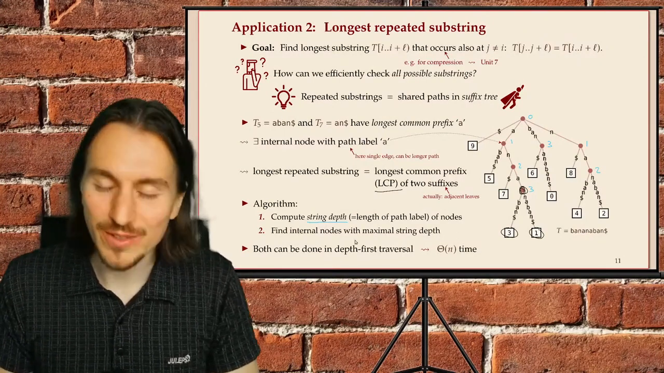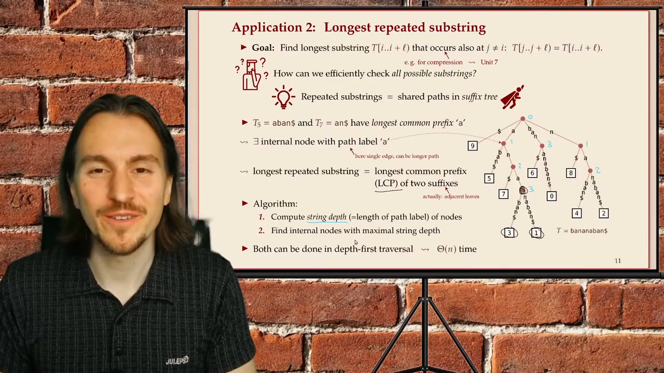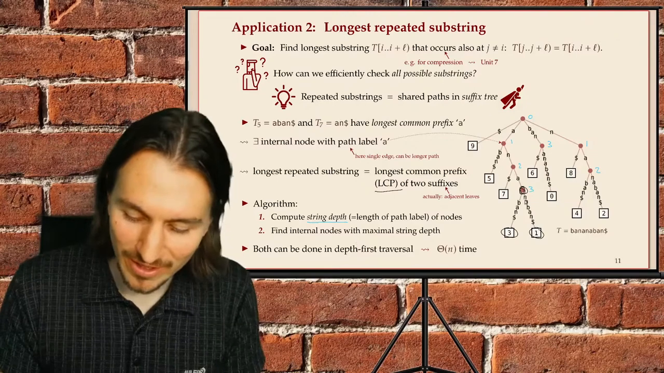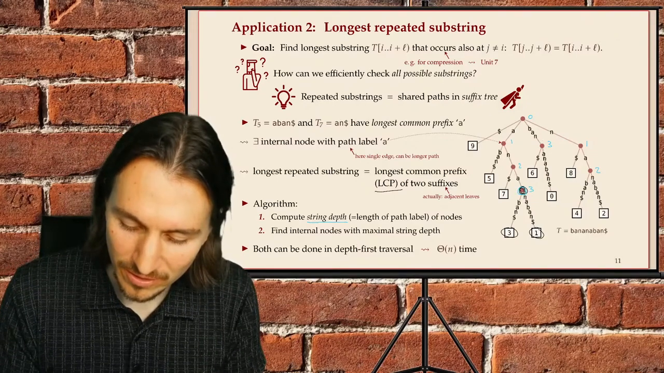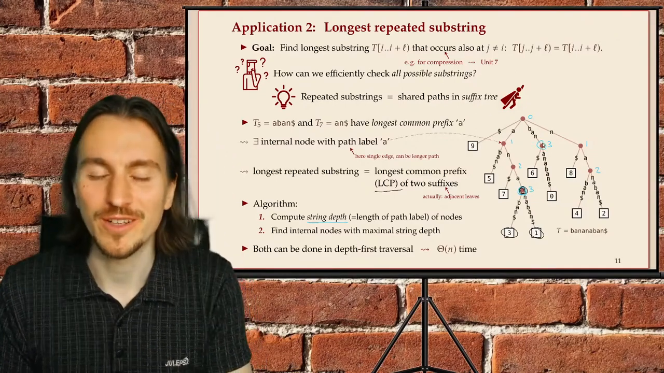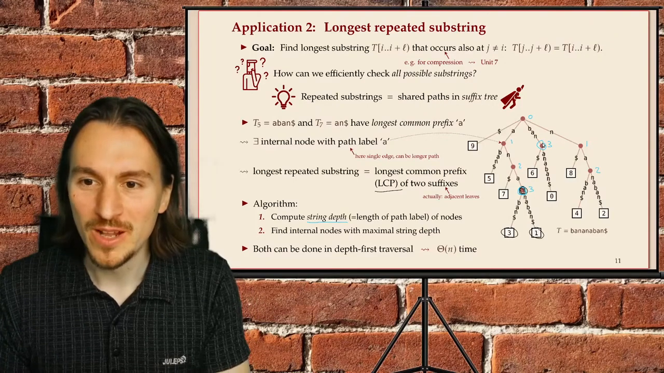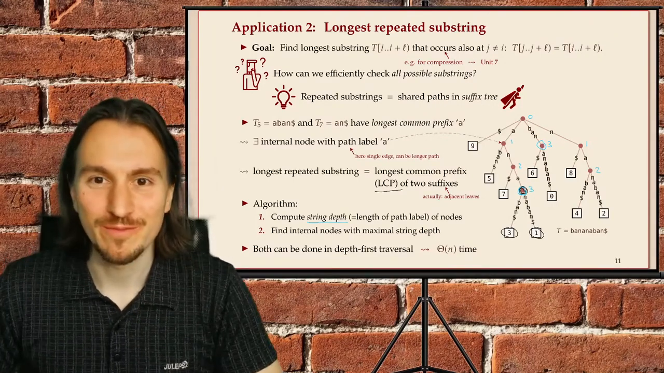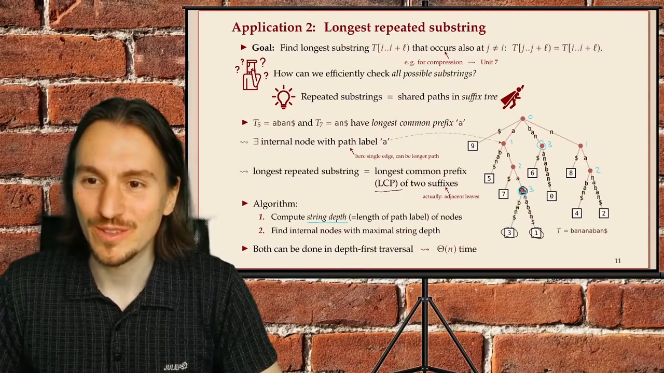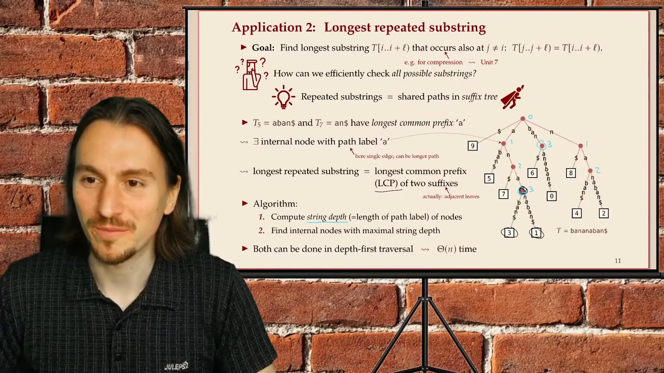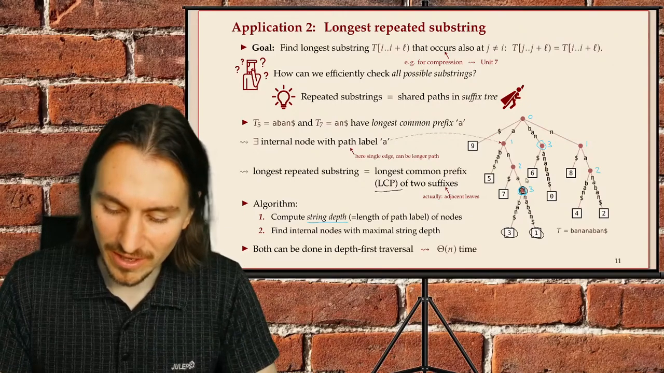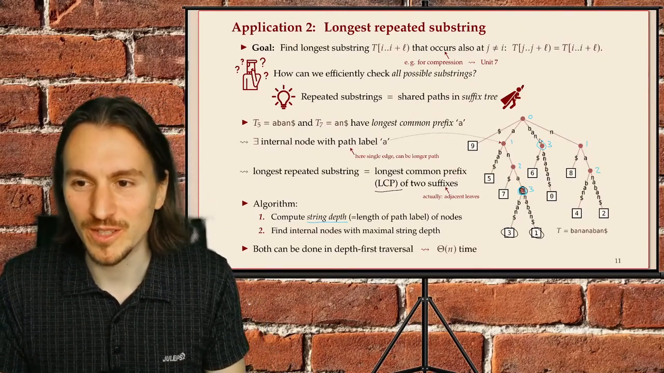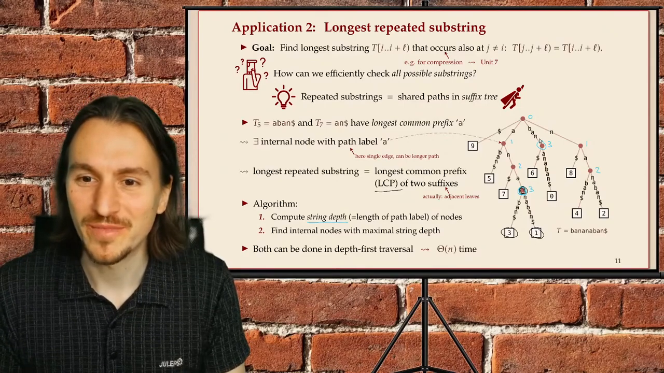The second step is we just find any internal node with the maximal string depth. So in our case, that would be either this one or this one. They actually both have string depth 3. And then the label from the root to any of these maximal string depth nodes, that is your longest repeated substring. So we can either take Anna or we can take Ben. Both have three letters and both are repeated and maximal, and that's the longest we can find.